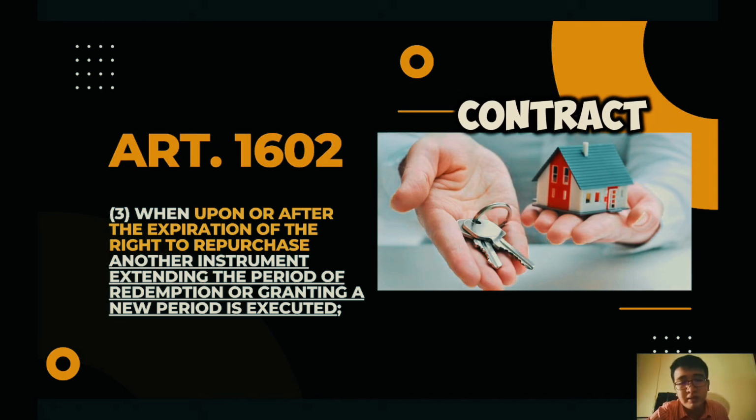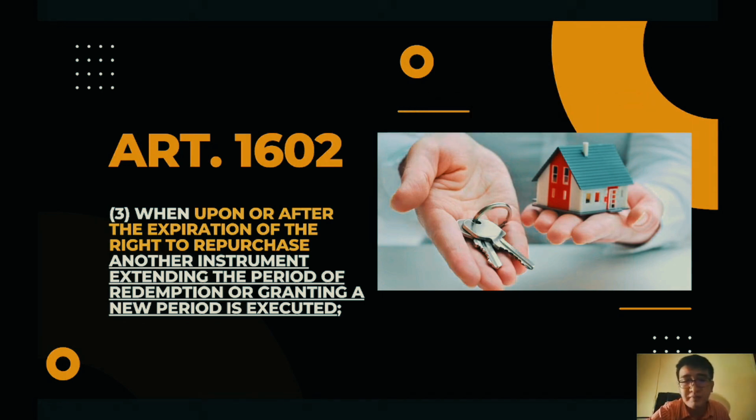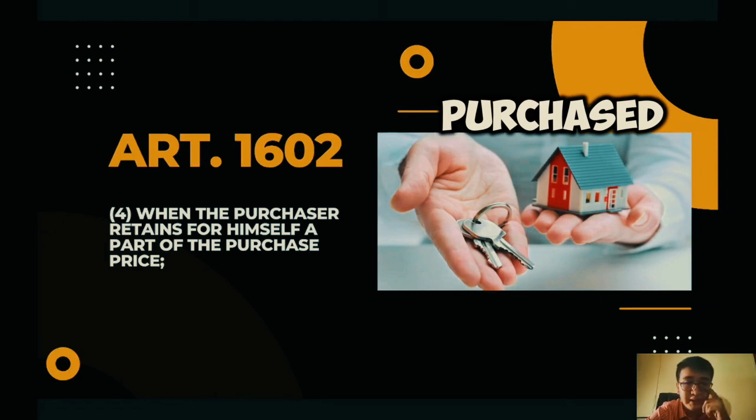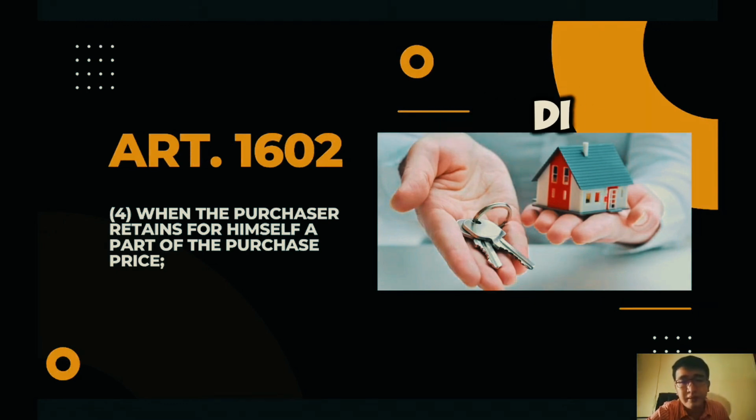Nag-execute ulit sila ng contract na granting a new right to repurchase. 1 year. Nag-lapse yung 1 year, nag-execute ulit sila. So parang hindi na siya sale talaga. Parang nangutang na lang talaga siya. Okay, gets nyo? So that is an equitable mortgage. Okay, hindi siya contract of sale. Okay? Number 4, when the purchaser retains for himself a part of the purchase price. Yes. Diba? Why?